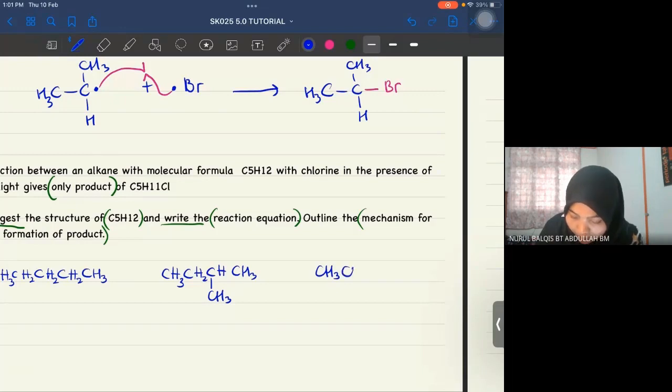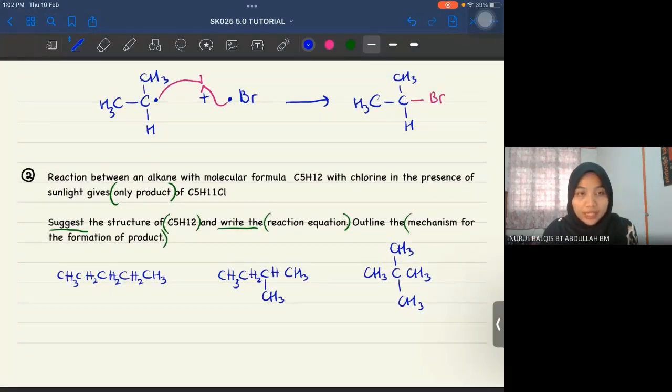CH3, C. Lepas tu kita ada apa lagi? CH3. At this carbon number 2, we have CH3 and CH3. So they all got C5H12. Okay, now soalan cakap sekarang ni, these substitutions will give you one product, only product. Bila one only product, awak kena tengok possibilities untuk dekat mana dia being substituted. Macam mana cara kita nak tahu? Kita kena tengok dia punya class of hydrogen dia kan.